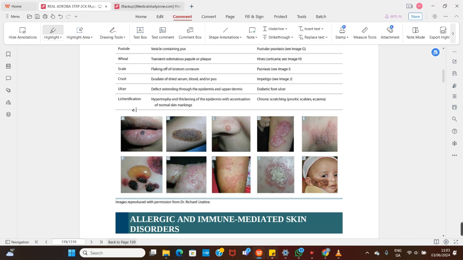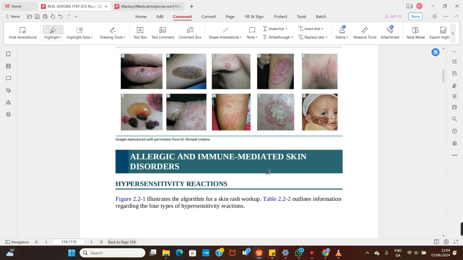So that is lichenification. It's usually due to chronic scratching, and you can see that in all these pruritic diseases like pruritic scabies or eczema. So a thickened pattern of the epidermis with loss of the normal skin marking is characteristic for lichenification.